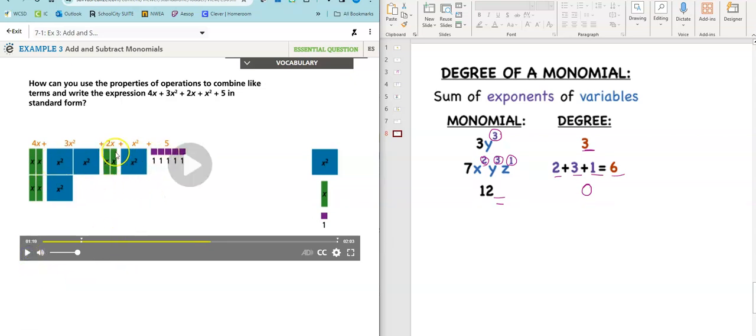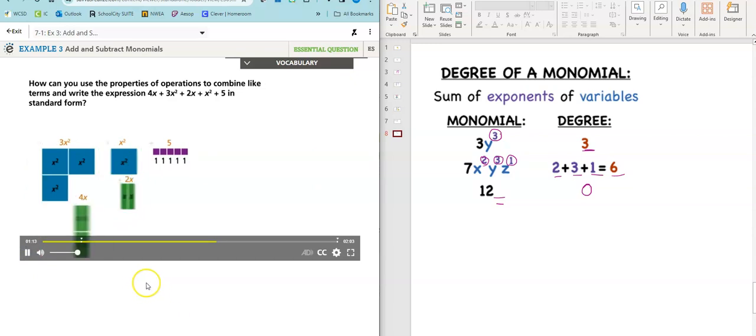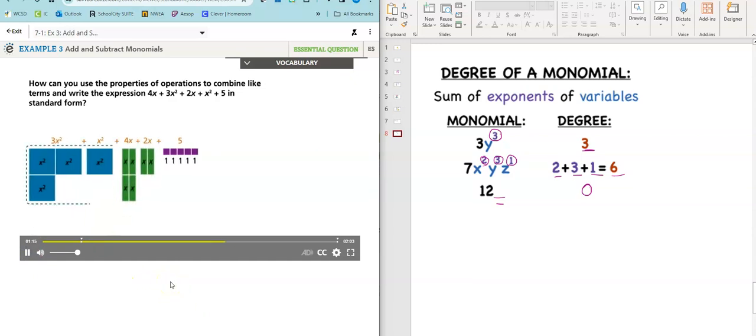It really shows how I can combine 3x squared and x squared, but I cannot combine 2x and x squared. Those are not like terms; I can't put them together. So you can see here that they are rearranging the tiles so that all the like terms are next to each other, and then that allows for easy adding later. And we're going to do that same thing without tiles when we're combining like monomials in the future.